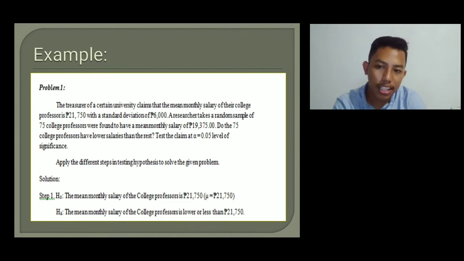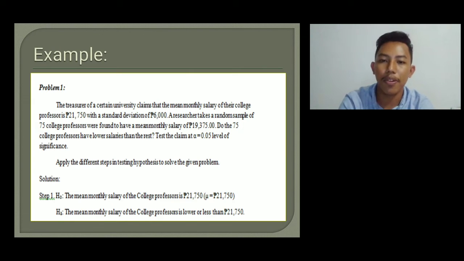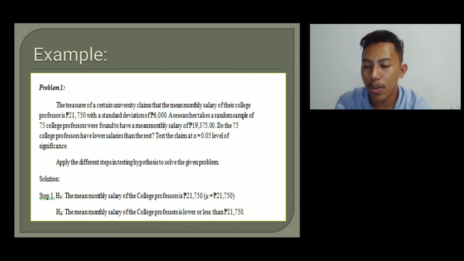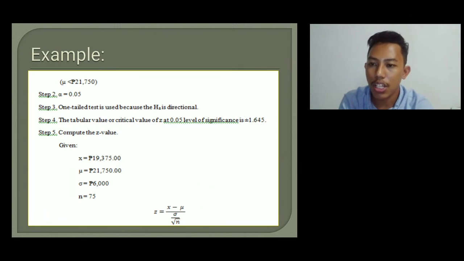Test the claim at 0.05 level of significance. Apply the different steps in testing hypothesis to solve the given problem. Solution. First, we need to determine the null and the alternative hypothesis. So our null hypothesis is the mean monthly salary of the college professors is 21,750. And our alternative hypothesis is the mean monthly salary of the college professors is lower or less than 21,750 pesos. So here's the solution.